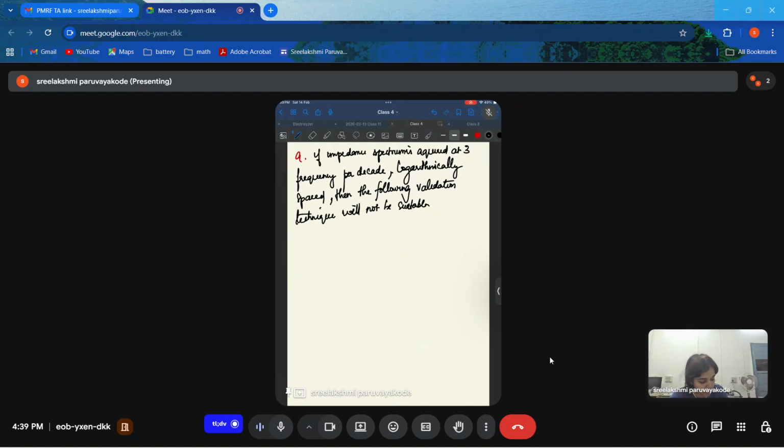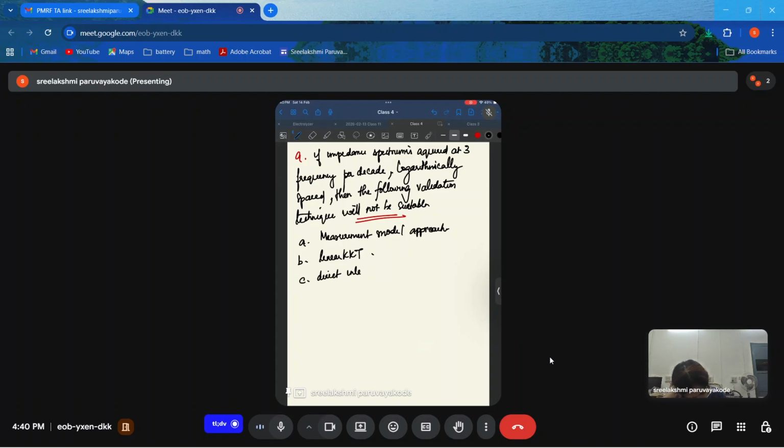Just keep in mind, it's not will be suitable, but will not be suitable. And the options: option A, measurement model approach. Next, the linear KKT. Linear KKT is something similar to KKT, but we'll be seeing that in the next coming session.